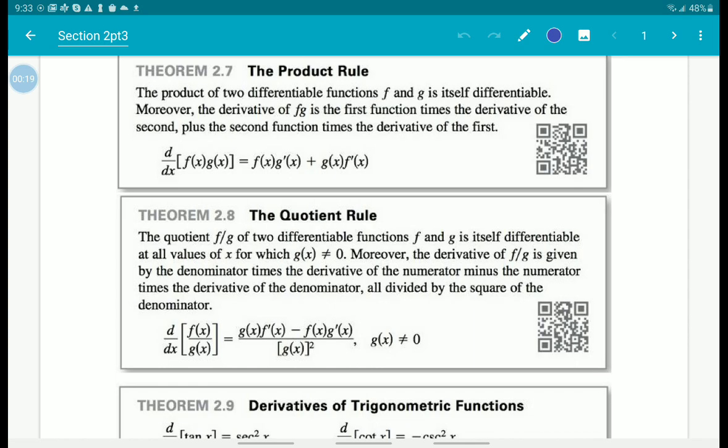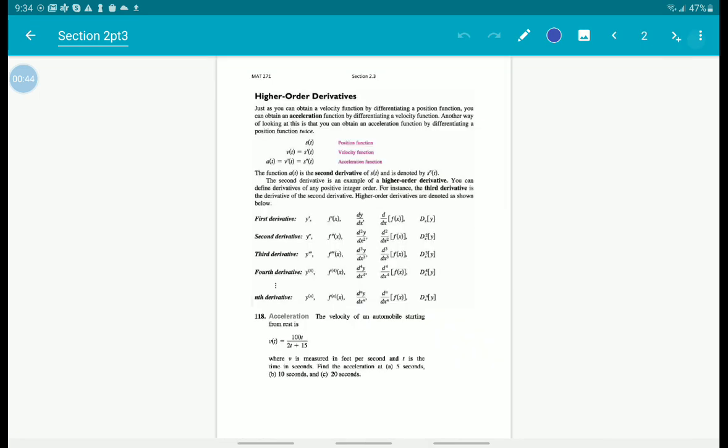So what if we want to take the derivative of a product? So maybe we have a function f of x times g of x. Well, there's a rule for that, and it's the first function times the derivative of the second plus the second function times the derivative of the first. So what I want to do for you next is prove that so you can see where this rule comes from. And then we're going to work some examples.